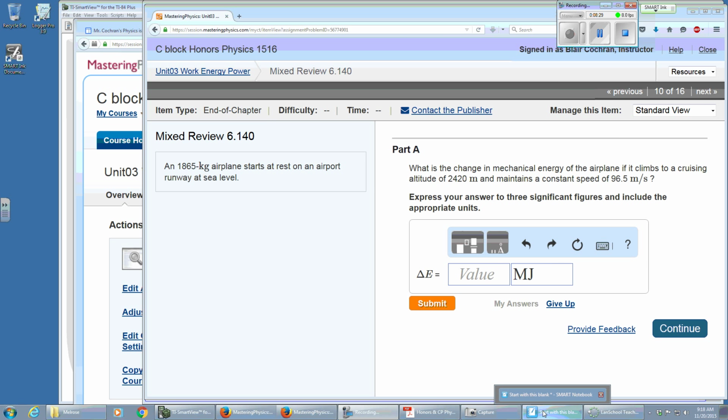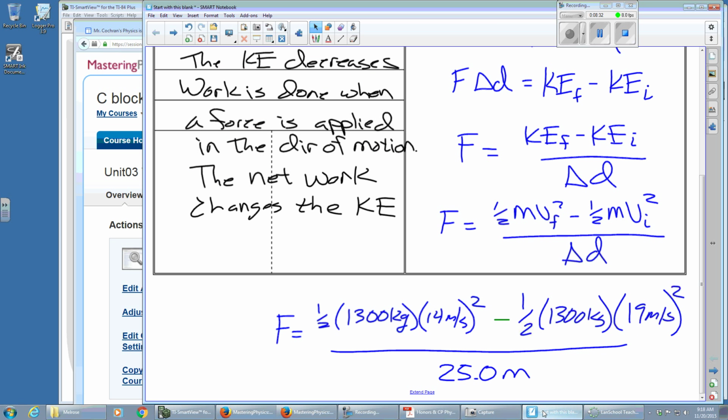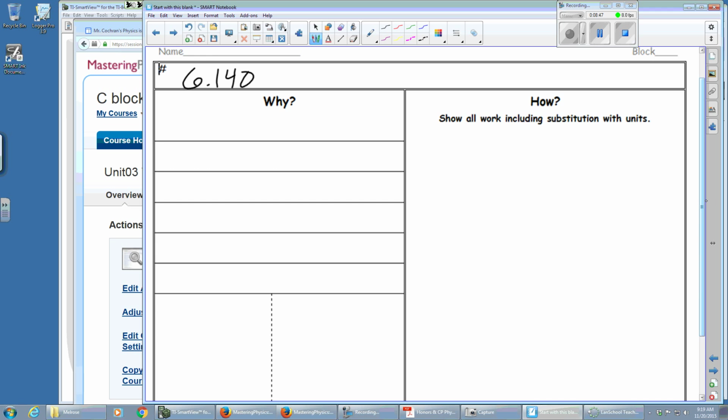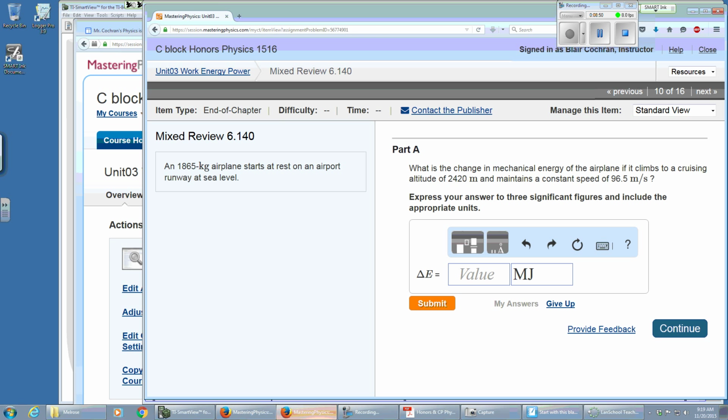All right, so we're doing number 10, which is 6.140. In this one, we may have to do our why in a couple of stages, since I only see parts of it. Or is there only one part to this one? Yeah, I guess there's only part A, right?